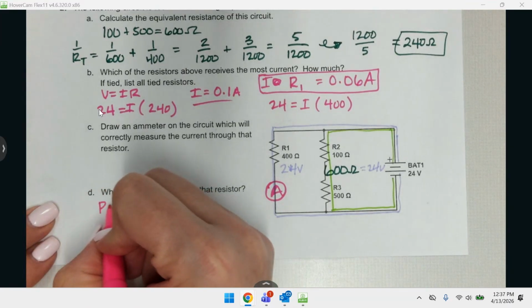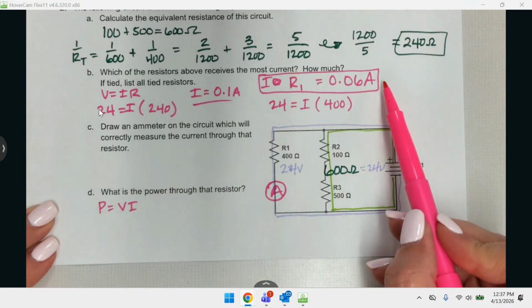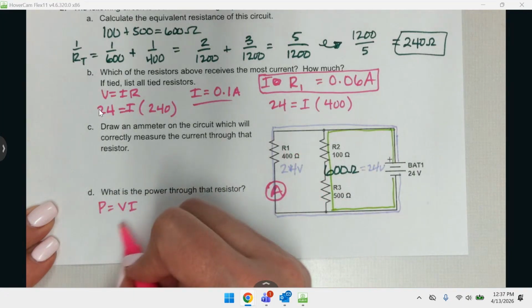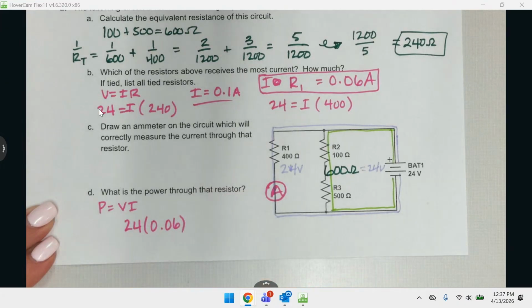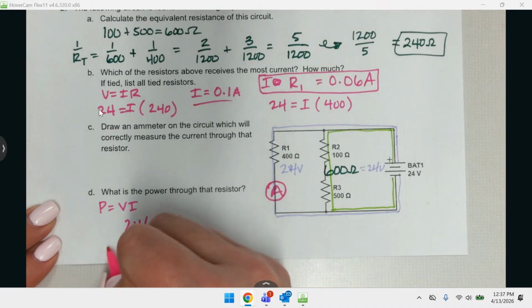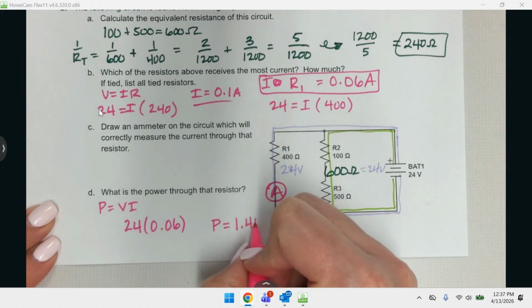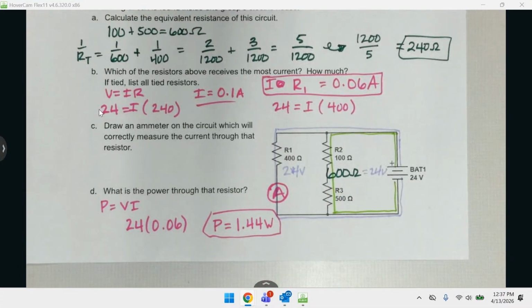The last one says, what is the power through that resistor? The power equation is V times I. I know the current through there is 0.06. I know the voltage drop, so that's all we need. 24 times 0.06 gives me my power through that resistor. If you're putting this into that table that we used in class, you could see it organized really nicely that way, but the power that we get here is 1.44 watts. And that is Form B.